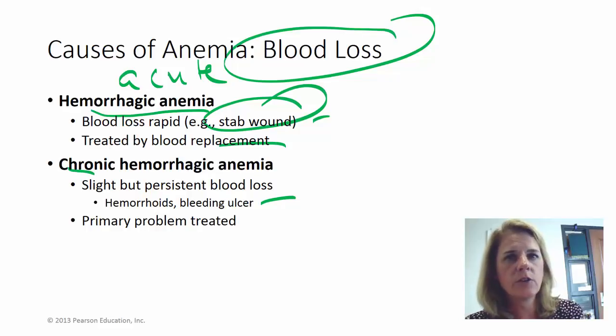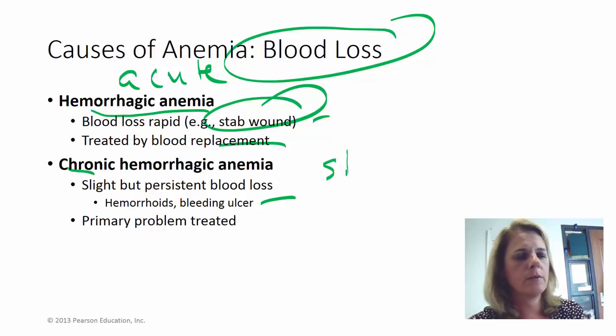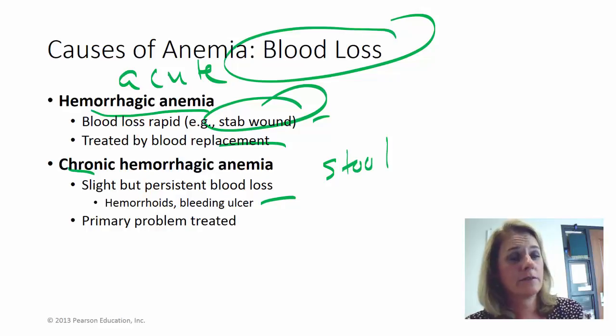If you have internal bleeding going on over a long period of time, you're slowly losing blood, and you may show signs of anemia. You may even see blood in your stool, possibly as a sign of colorectal cancer or something like that.